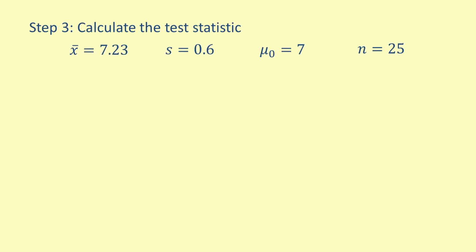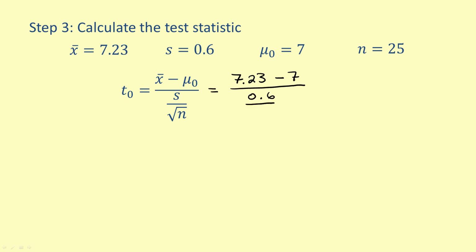Now we can use the formula for the test statistic with the known values. Substitute the values into the formula, and then calculate the result to get 1.917 when rounded to 3 decimal places.